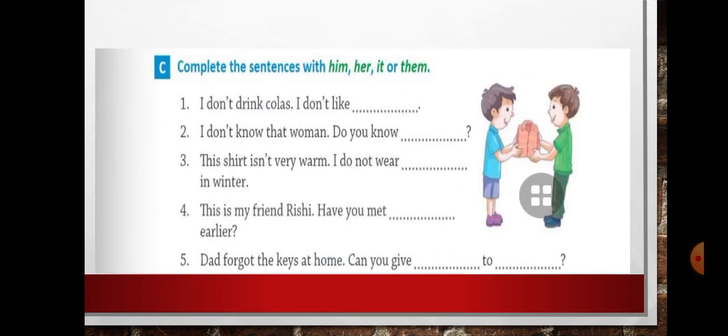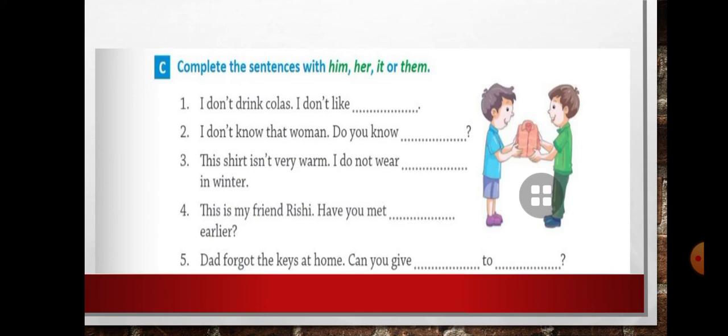Next exercise is complete the sentences with him, her, it or them. Him is used for boy, her is used for girl, it is used for thing in the singular case, and them in the plural case. I don't drink colas, I don't like them. I don't know the woman. Do you know her? Woman is a female. So, do you know her?